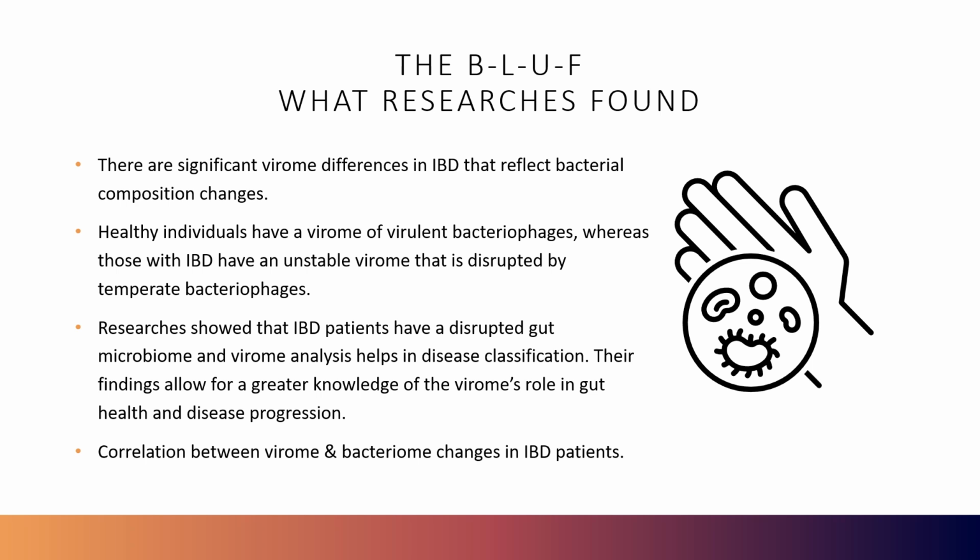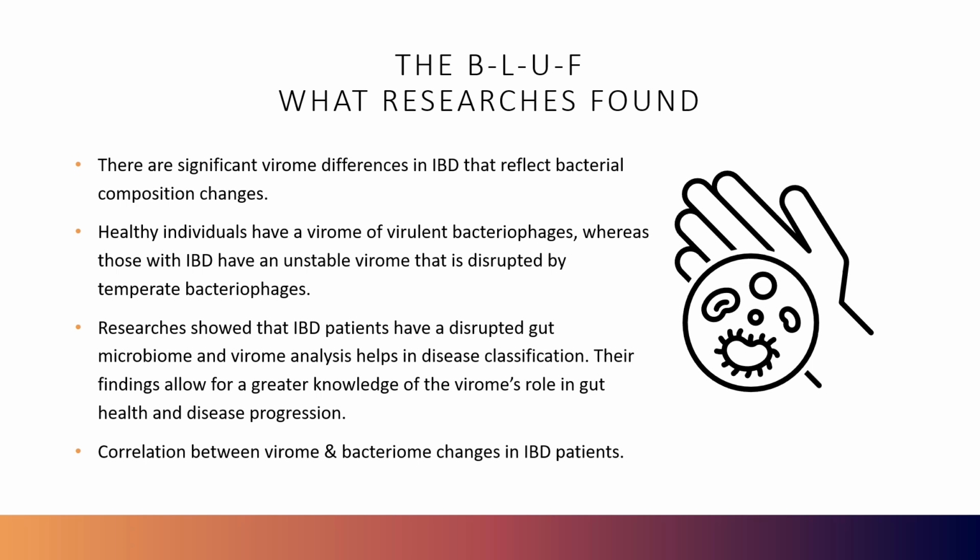What researchers found is that there are significant virome differences in inflammatory bowel disease that reflect bacterial composition changes. Healthy individuals have a virome of virulent bacteriophages, whereas those with IBD have an unstable virome that is disrupted by temperate bacteriophages. Virulent bacteriophages infect bacteria and kill them through lysis, and temperate bacteriophages are lysogenic phages and disrupt the gut microbiome balance, which leads to IBD.